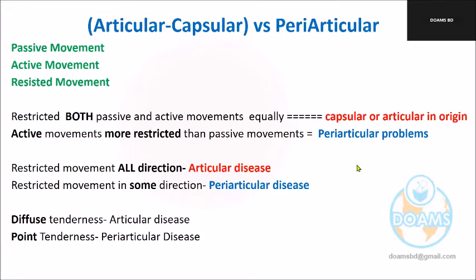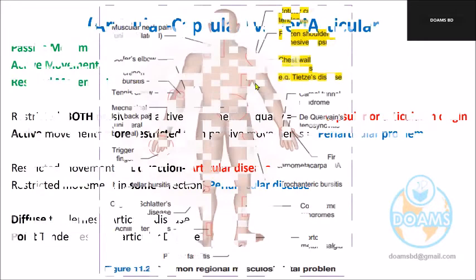Passive means you are moving the part of the patient. Active, the patient is moving. Resisted, the patient is moving but you are obstructing. This is the resisted movement. So by these three maneuvers, you can identify which one is articular disease or periarticular disease. I hope this slide will be useful for you.